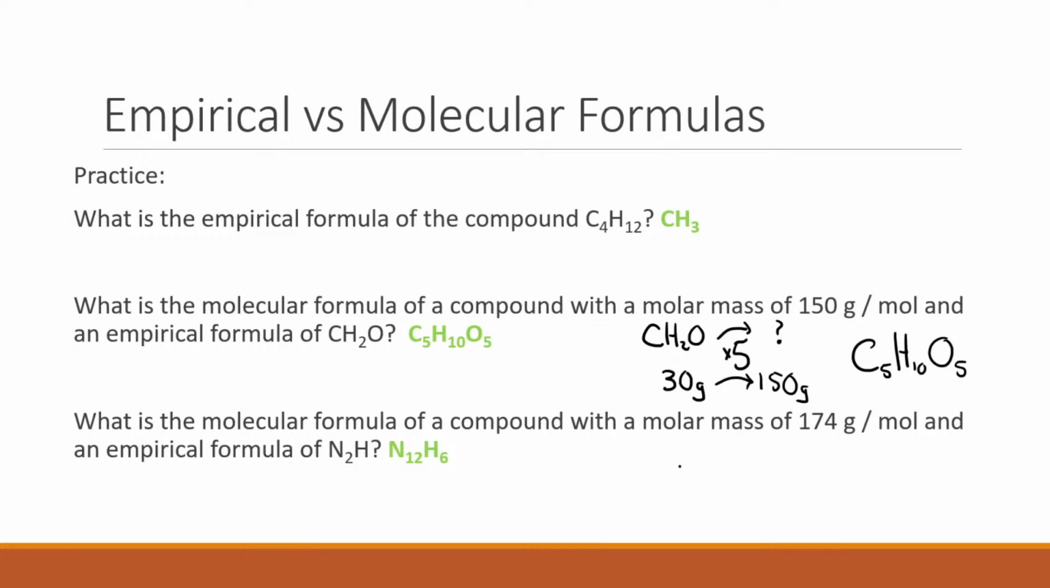The same thing down here for our third one. They give us N2H with some mystery molecular formula with a mass of 174 grams. We can look here and find that 2 N's and an H weighs 29 grams, meaning we're multiplying by 6 to give us N12H6.